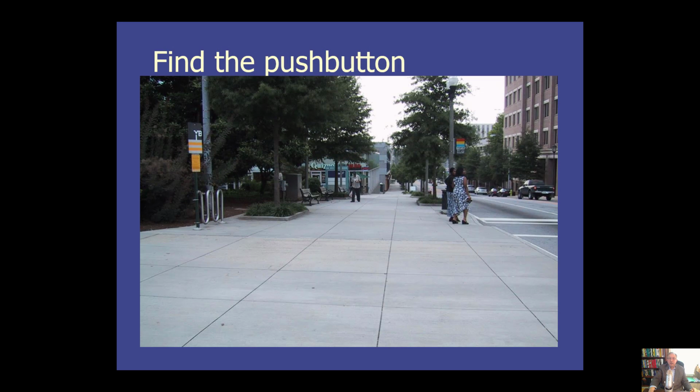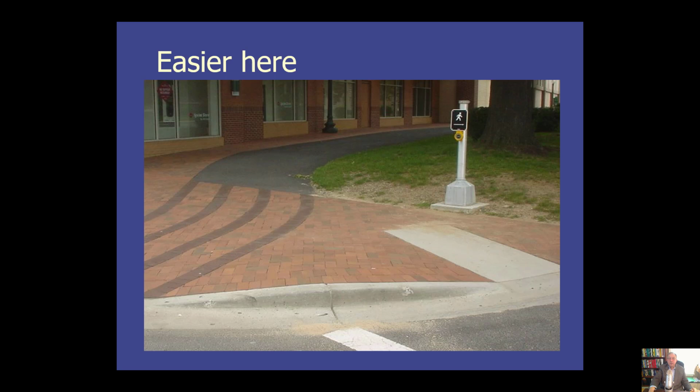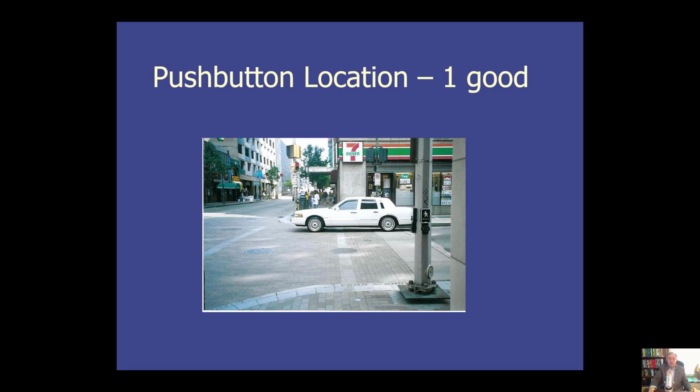In a situation like this, where's the push button? Even visually, it's hard to tell. It's over there. And think about the individual having to go press that push button and come back to the corner. What happens to their alignment? This is much easier. It's within close proximity to where the person's going to make the crossing. This is even better. It's right at the crossing.